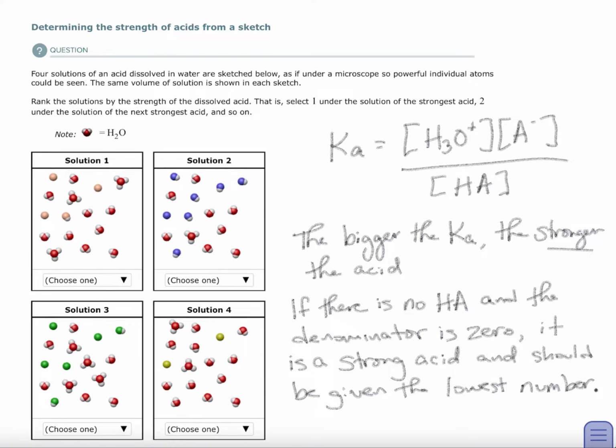And if there is no K sub A, if there's no one piece at all in your picture, then what's happened is that was a strong acid and it completely dissociated and there's no remaining acid. It went completely to hydronium and conjugate base. So if you find one like that, it will be your lowest number. It'll be your strongest acid.